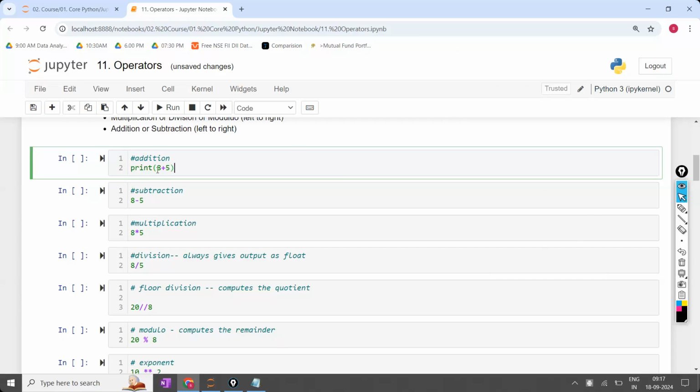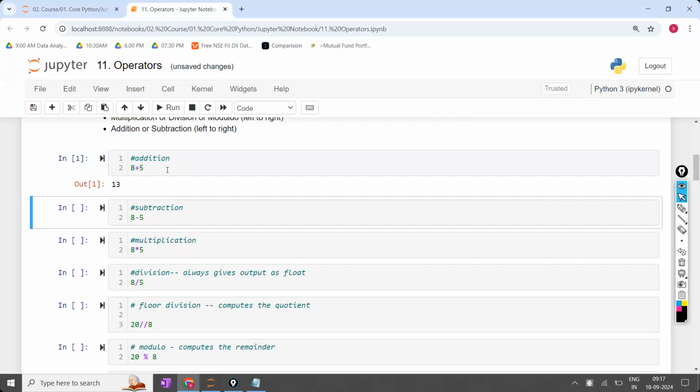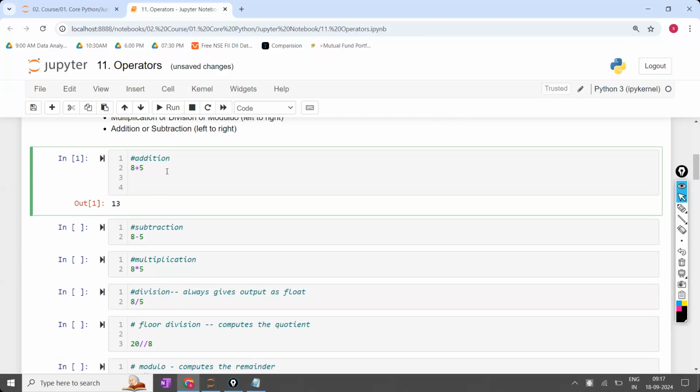But sir, you are not even writing the print now. Why? Because in the Jupyter notebook, the last line of the cell will be printed automatically. For example, in the same cell I am writing 7 minus 4. Now 8 plus 5 will be executed, but it will not be printed. 7 minus 4 will be executed and it will be printed because it is in the last line. Automatically 7 minus 4 will be printed.